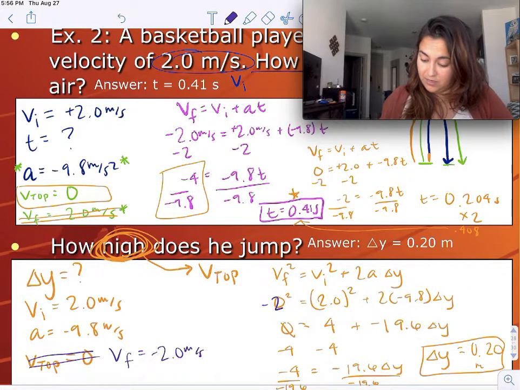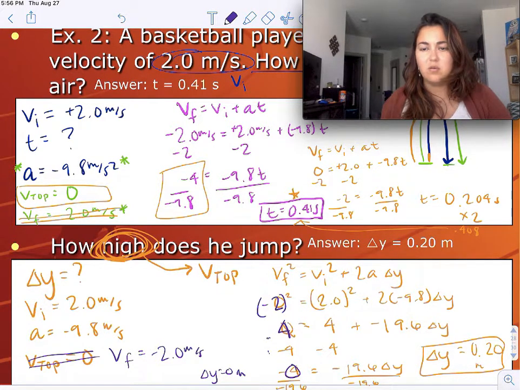So I have negative 2 right here. That negative 2 squared becomes 4. I still subtract the 4 over. 4 minus 4 is 0. 0 divided by 19.6 would give me a delta y of 0. Why did I get that?